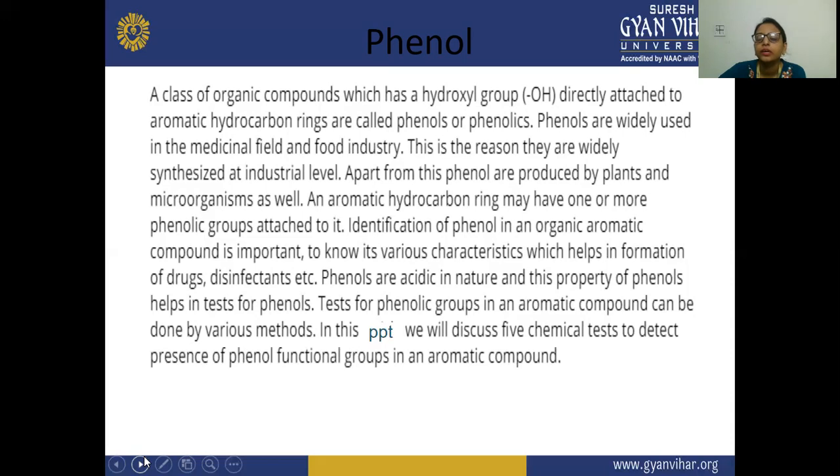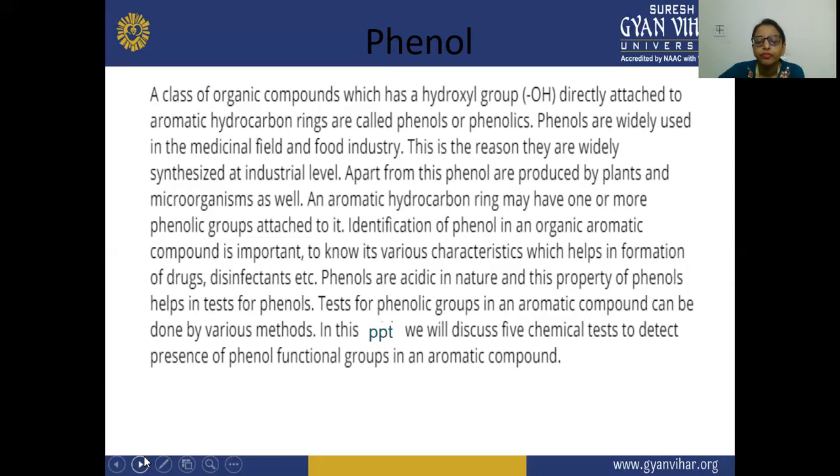Because phenol has an acidic nature, this property helps in the test for phenol. So this property helps in the testing of phenol, to identify it in the labs or at the industrial level, that this unknown sample is phenol. The test for the phenolic group in an aromatic compound can be done by various methods.